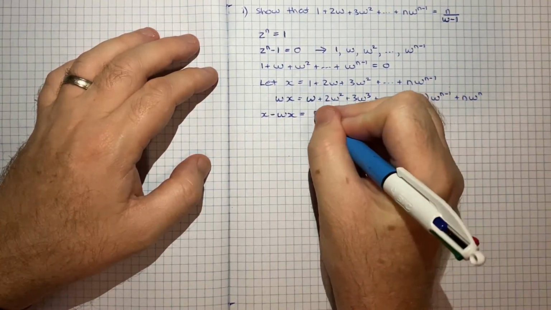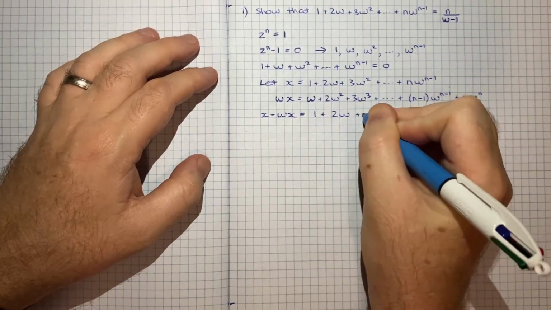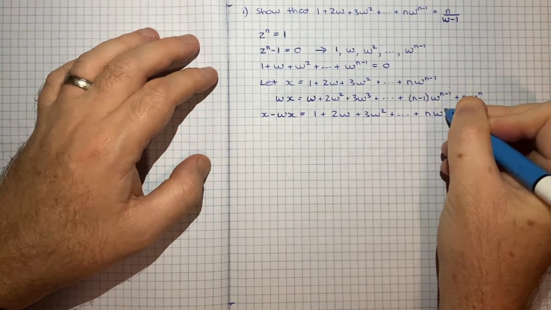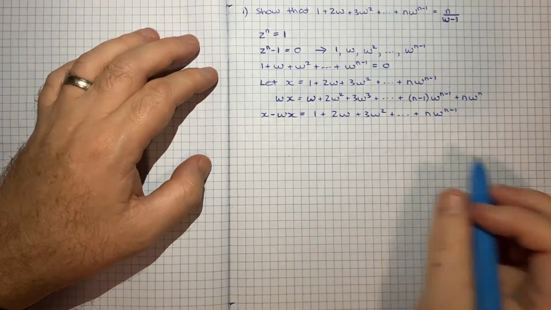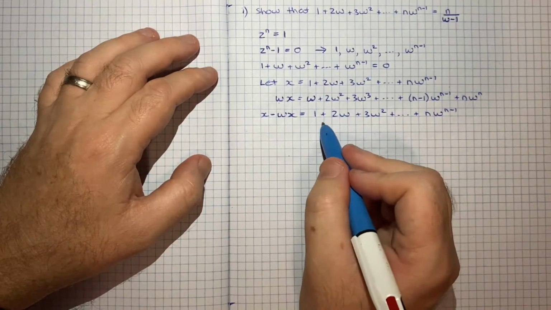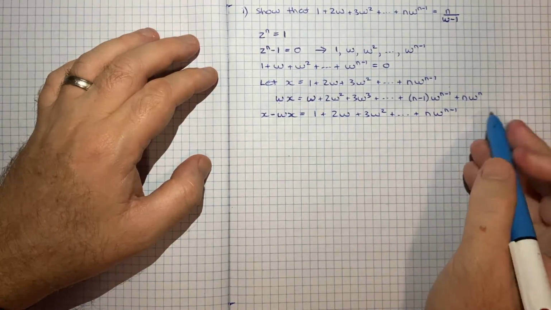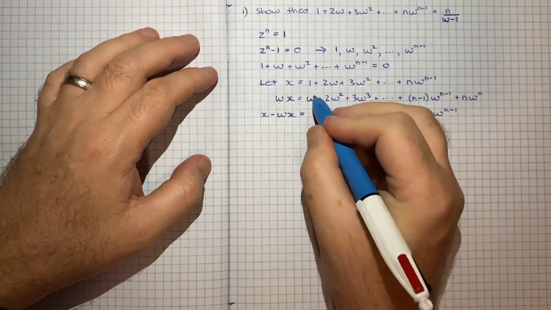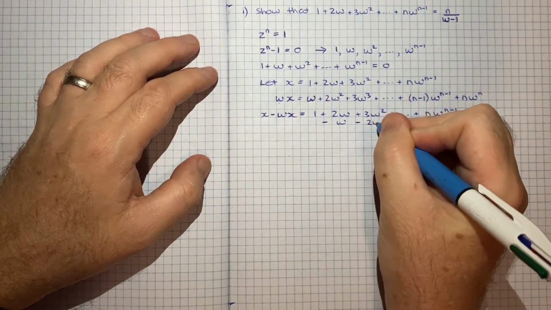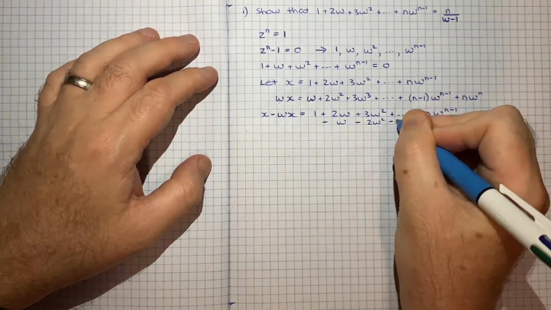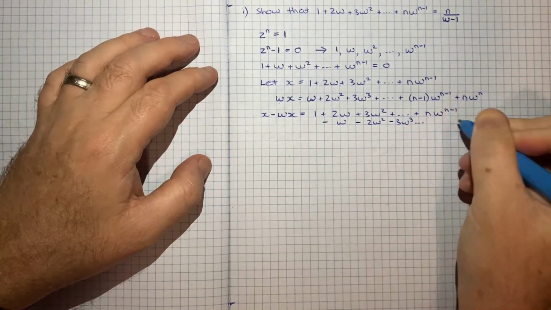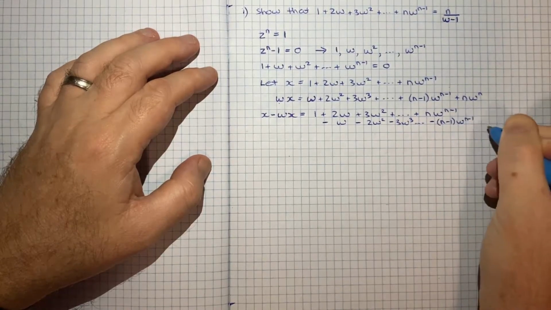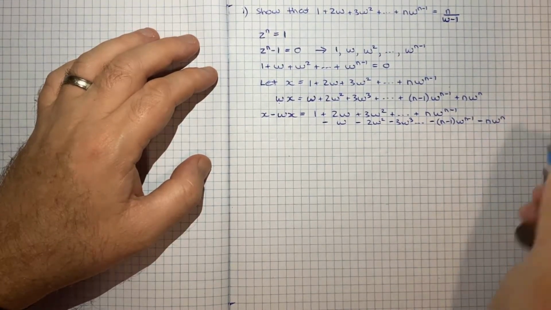So the x would be 1 plus 2 omega plus 3 omega squared, and so on, up to n omega to the n minus 1. And now with what we're subtracting, this bit here, I might just offset it to make it really obvious what we're going to get. So we'll get minus omega minus 2 omega squared minus 3 omega cubed, and so on, up to minus n minus 1 omega to the n minus 1 minus n omega to the n.